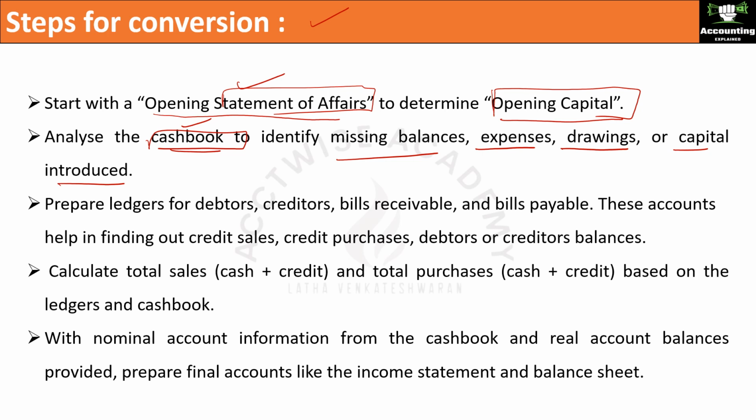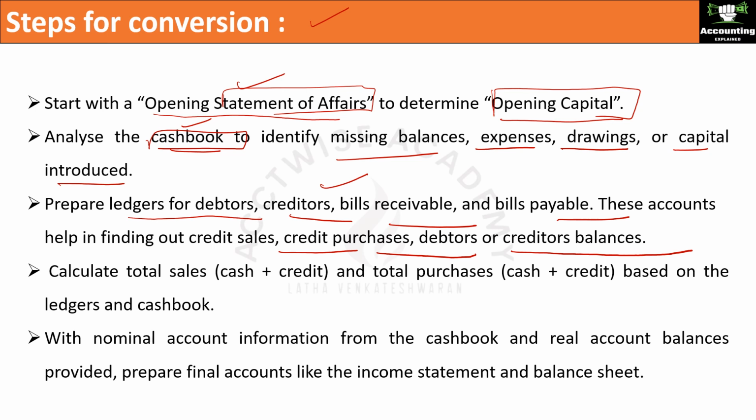Next, prepare ledgers for debtors, creditors, bills receivable and bills payable. These accounts help in finding out credit sales. This I have explained previously. Similarly, if we prepare the creditors account, we can find out the missing figure of credit purchases, or if the opening or closing balance of creditors are missing, that can also be found out as a balancing figure.